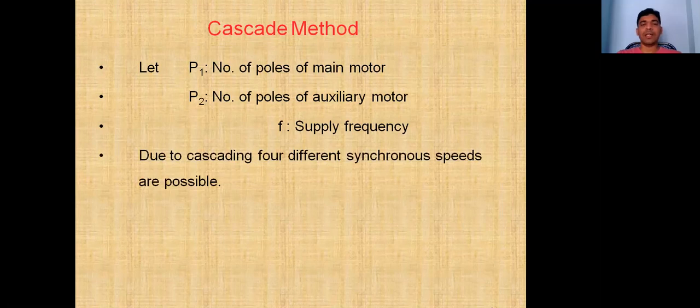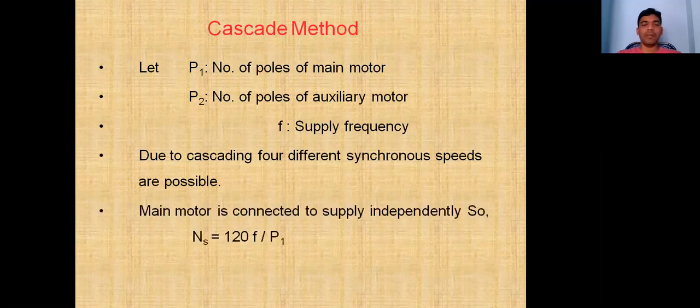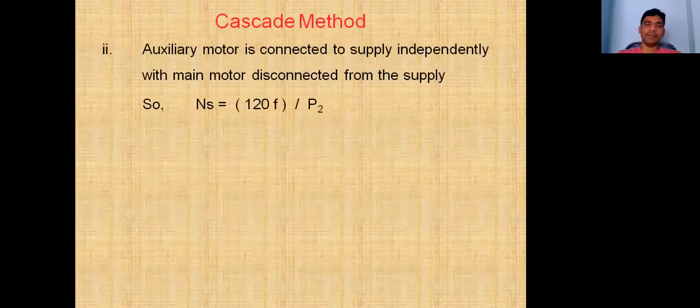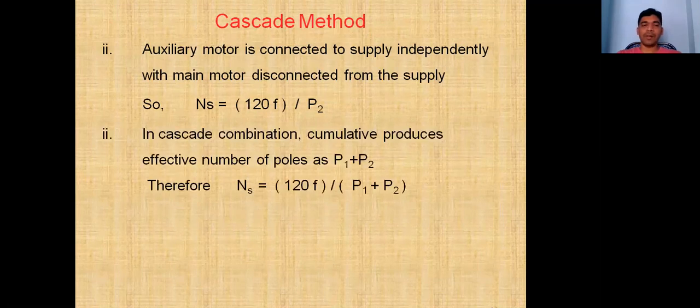Due to cascading, four different synchronous speeds are possible. Main motor is connected to supply independently, so Ns is equal to 120 F by P1. Auxiliary motor is connected to supply independently with the main motor disconnected from the supply, so Ns is equal to 120 F by P2.